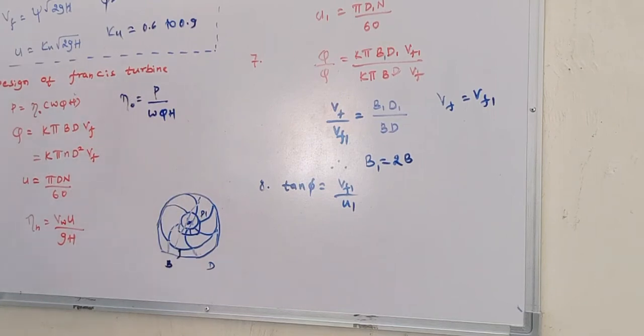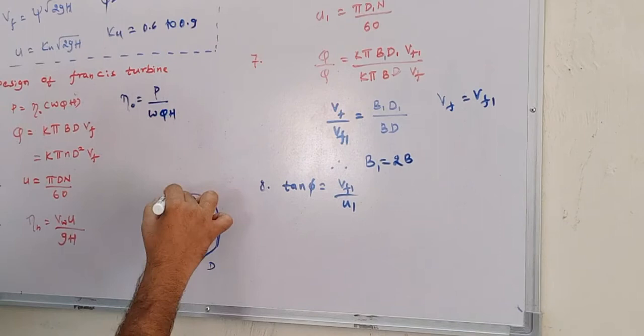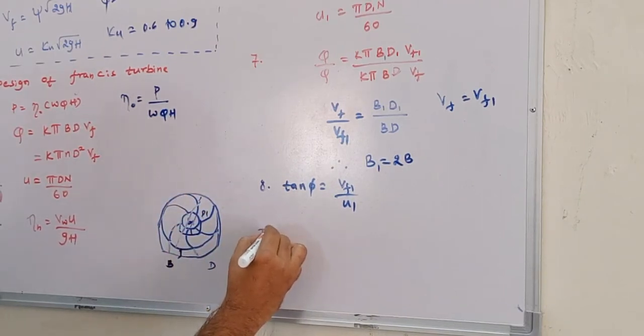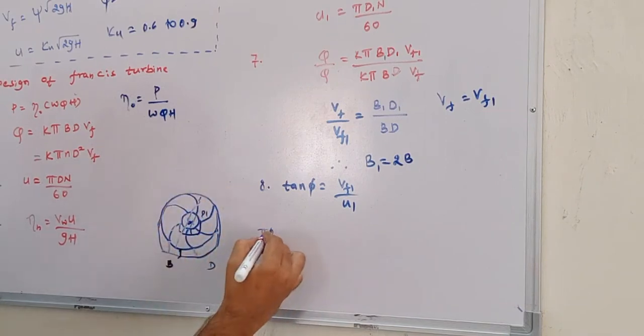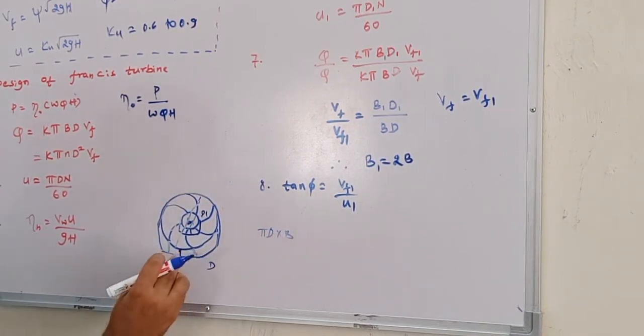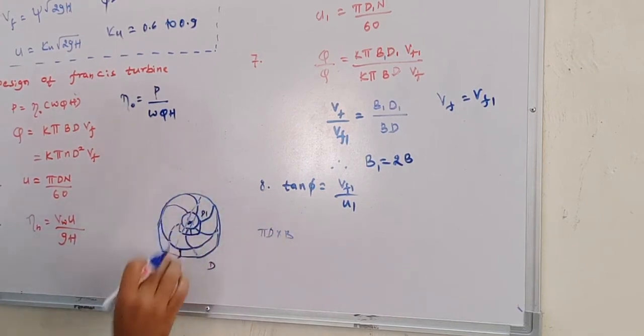Try to understand this. What is this? This is the perimeter. I'll call this pi into D, right? So we have gaps like this, so I'll multiply B to it. The perimeter multiplied by B will give me the total area in which the water is entering.